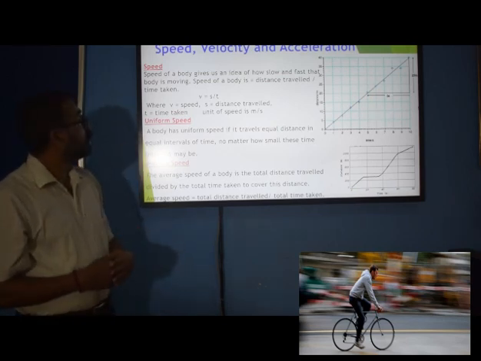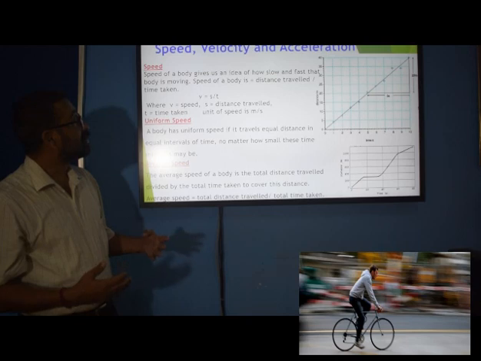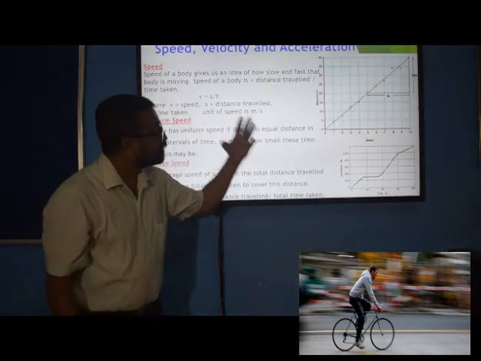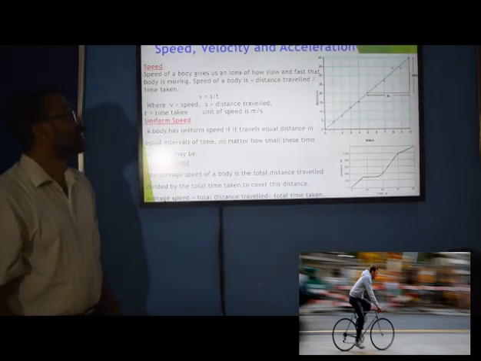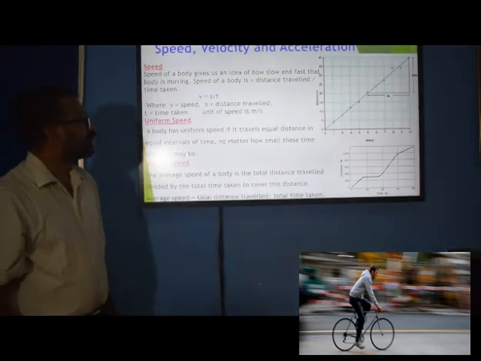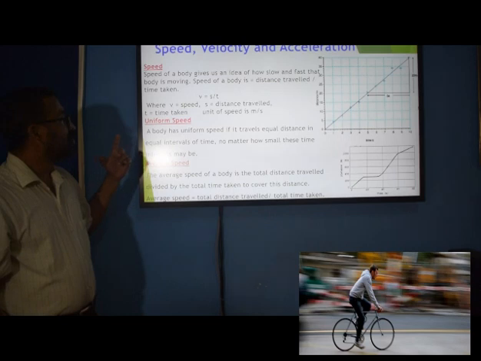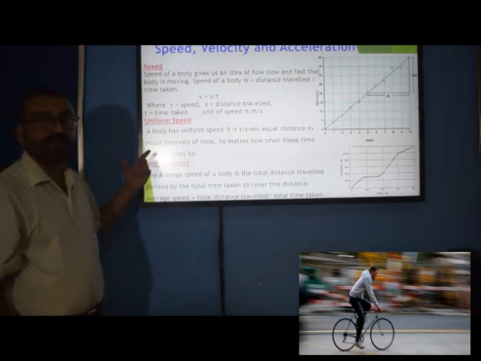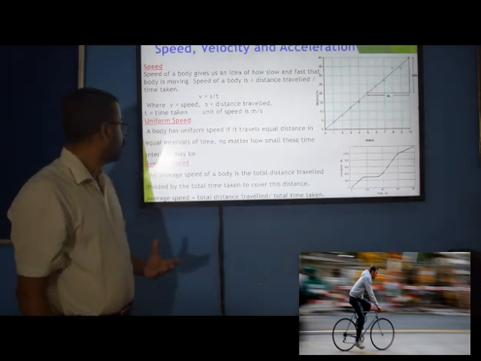Now in the case of uniform speed, the body will be covering equal distances in equal intervals of time. See, this graph is covering equal distances in equal intervals of time. Then it will have uniform speed. Speed will be the same or constant throughout the motion.